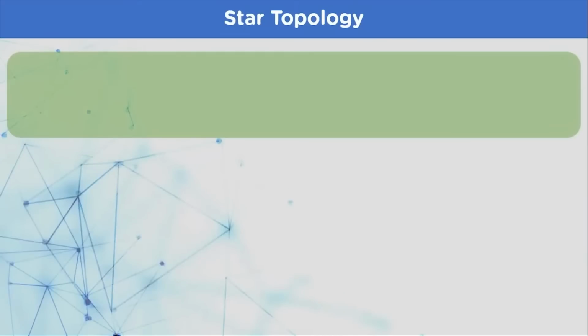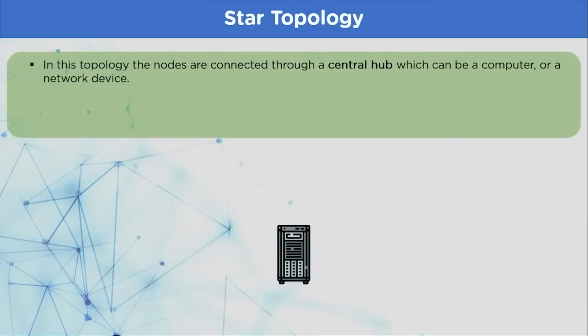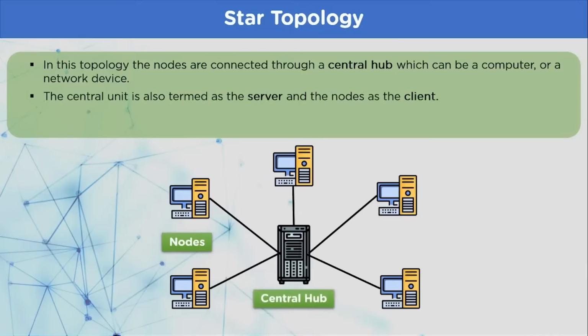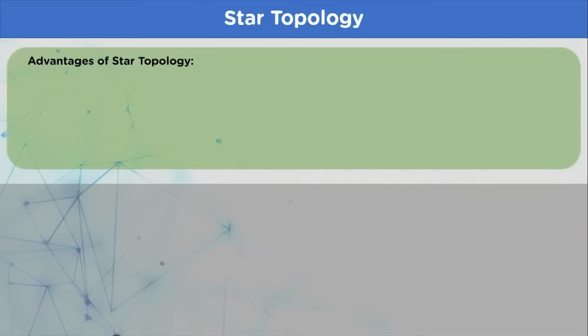Now let's talk about star topology. In this topology, the networks are connected to each other through a central hub, which can be a computer or a server. The central unit in the connection is also known as the server, and the nodes are known as the clients. Any connection between the nodes has to be through the server, and it is one of the most popular topology connections.